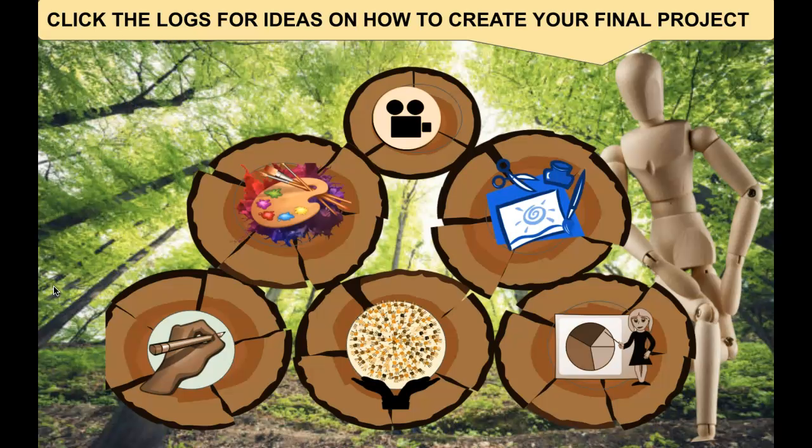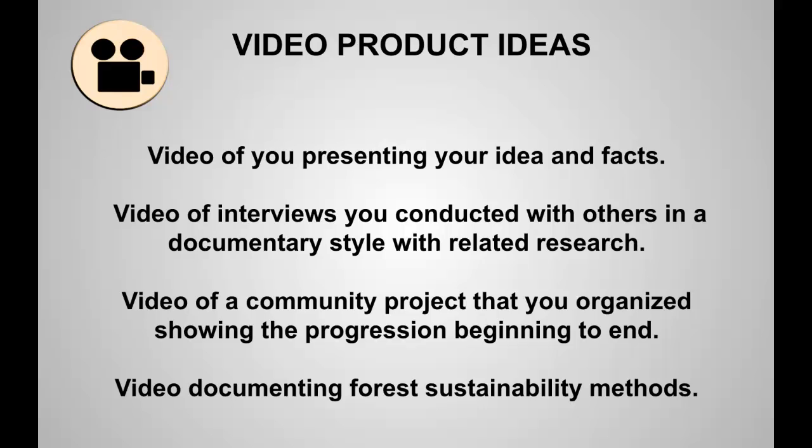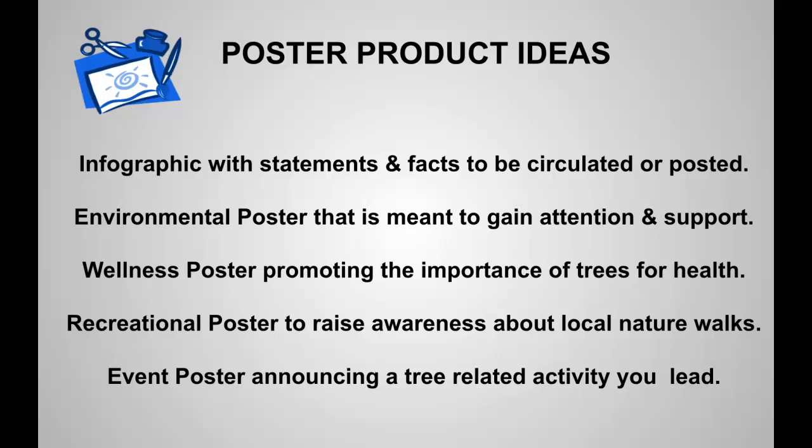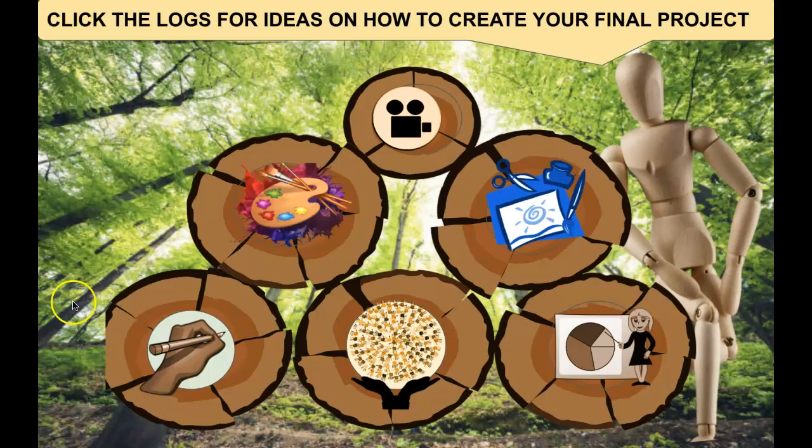Here you'll see a slide later on in the module that allows you to click each of these logs, and you can choose which product, and they take you to the product pages. So for instance, if you click on this movie camera here, it will take you to video product ideas. If you click on this scissors and paint and paper, it will take you to poster project ideas. So they're all clickable links on these logs. You choose which ideas look best for you. I would suggest going over each set of ideas just to see what fits you best, and you may actually want to combine some of the ideas and create your own project that may not be listed there.